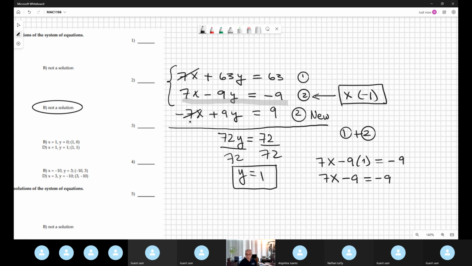So 7x is equal to minus 9 plus 9, which is 0. Divided by 7, divided by 7, divided by 7, and 0 divided by 7 is 0. And the solution is the ordered pair (0, 1). Okay, the option, I don't think so, option A, no?